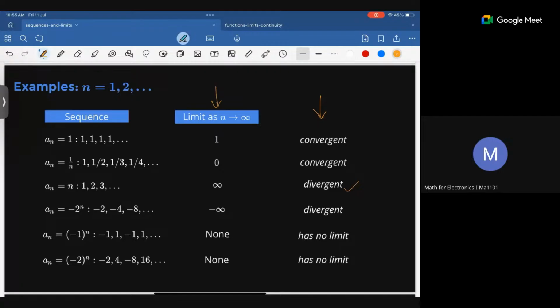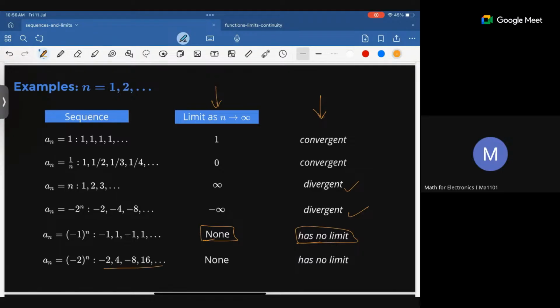An equals minus 2 power n. This one goes to minus 2, minus 4, minus 8 and so on. As n increases, this will go to minus infinity. It becomes a divergent sequence. Minus 1 whole power n, just now we saw: minus 1, 1, minus 1, 1. It is oscillating between minus 1 and 1. Therefore, as n increases, it will not go to a single real number. Therefore, there is no limit. We'll say it is not a convergent sequence.